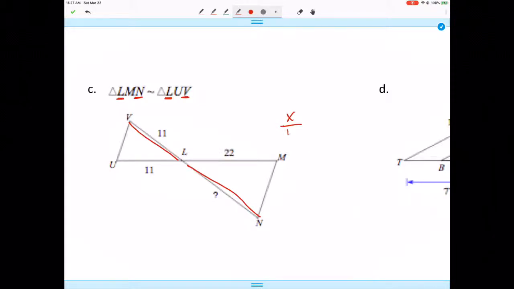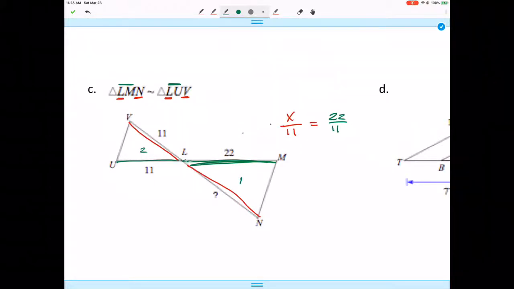Okay, so we'll divide it by 11. And then we would also need to find this part. Okay, that would be our other part that we need for the top for our first triangle. I'm going to call this my first triangle. 22, and then we'll divide it by the corresponding side. So here LM is right here, and the corresponding side for the smaller triangle would be LU, which is right here.